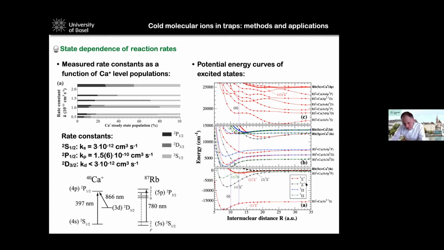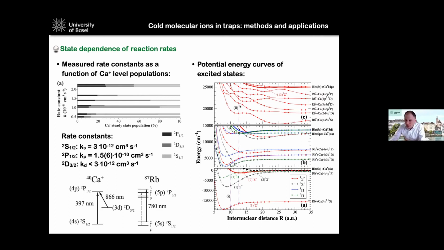So here on the lower part, these are the potential curves that I have showed you before, right? But there are many more if you increase the energy. And what you see here is the asymptote rubidium in its ground state with calcium plus in its 4p state, which corresponds to this rate constant here. And you see that below this asymptote, you have many, many more asymptotes, right?